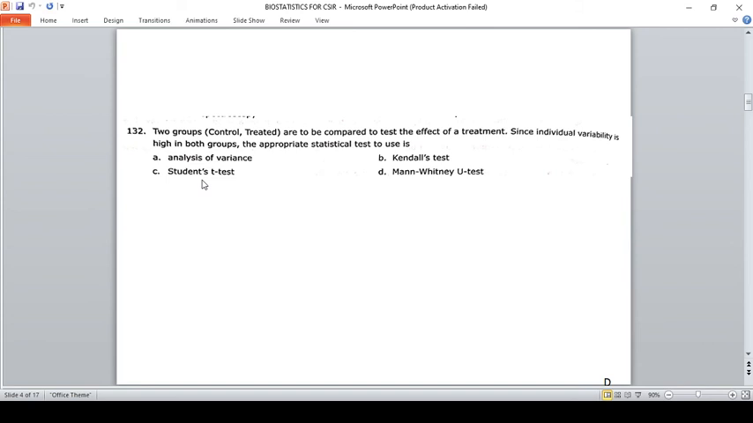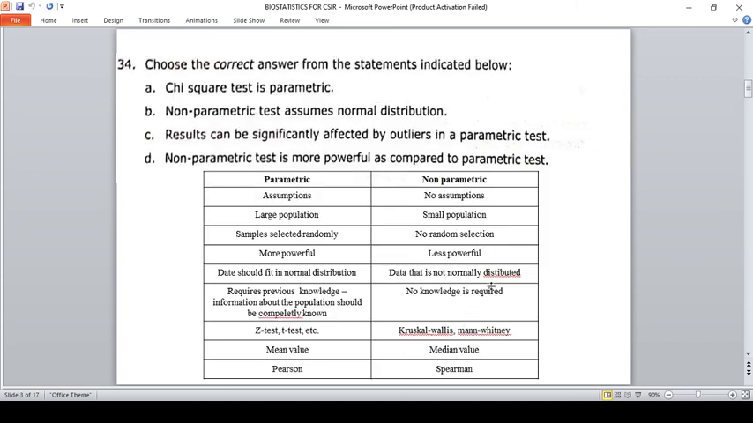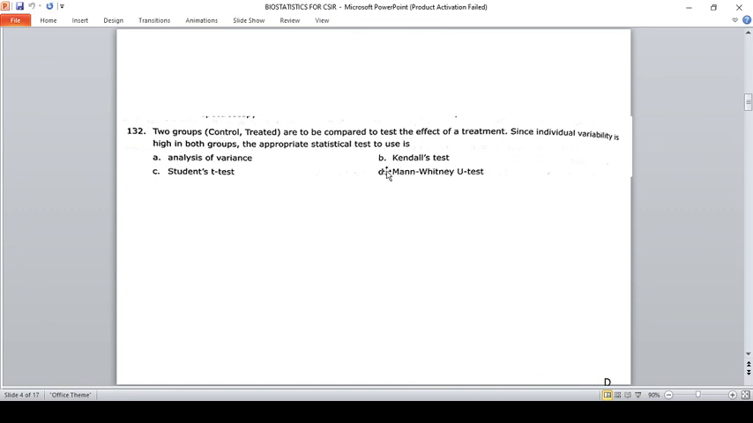The Student t-test also cannot be employed since it is a parametric test, and we don't know the effect of treatment, so this will also be deleted. The Kendall test is also not parametric, it is a parametric test. Mann-Whitney, as I discussed earlier, is non-parametric and it is the correct answer. So two groups, control and treated, can be compared to test the effect of treatment. With high individual variability, the appropriate statistical test is the Mann-Whitney test.